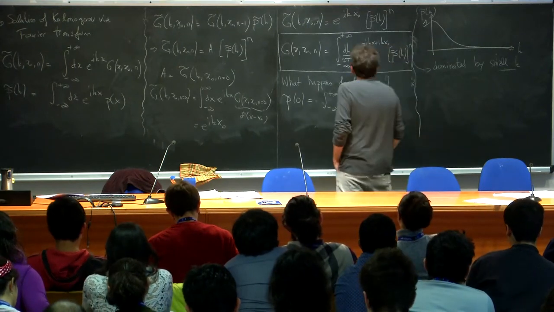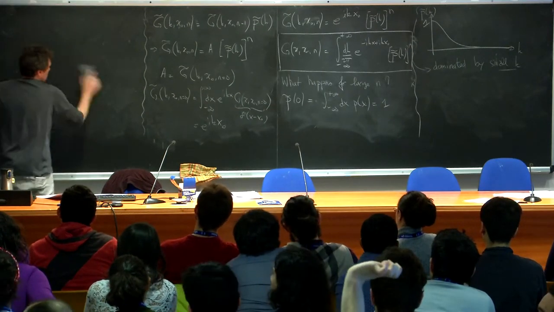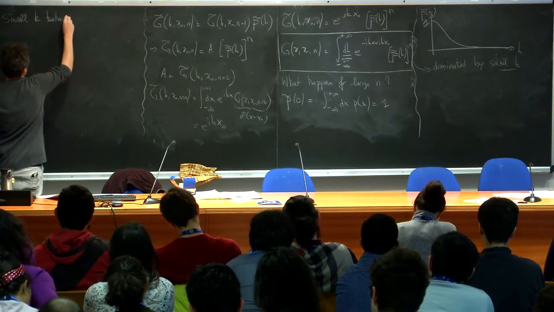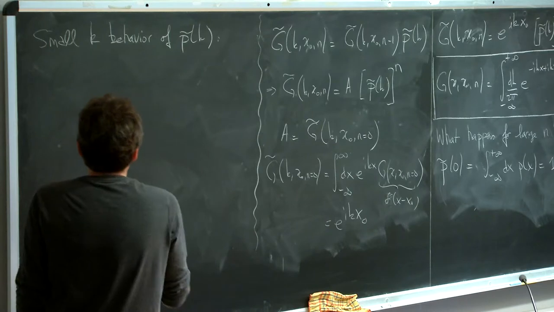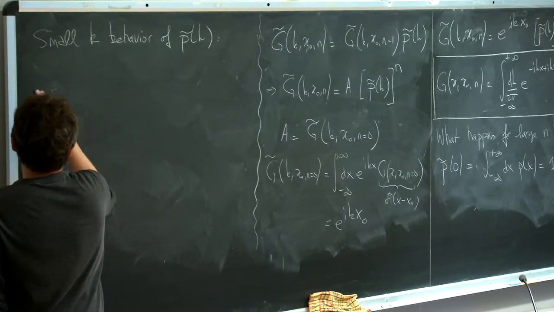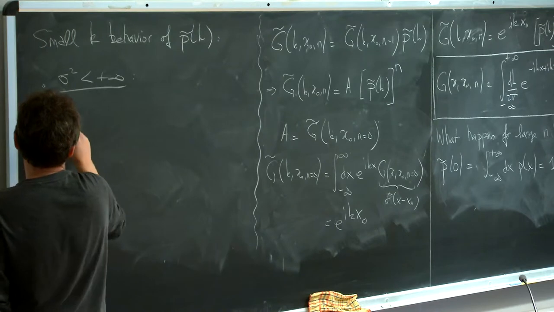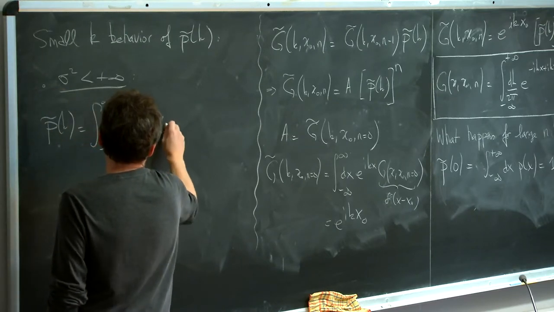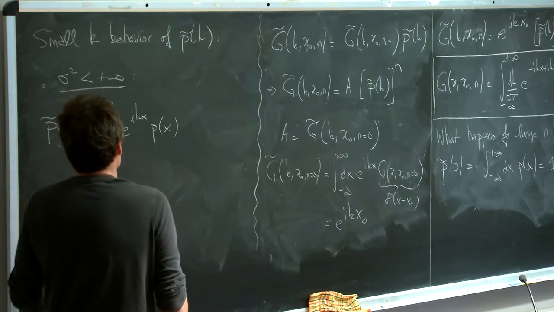So for this, you need to know something about the small k behavior of p tilde of k. Maybe let's do some simple analysis. Let's consider first the case where sigma square is finite. Now, p tilde of k by definition is this guy. So let's do a small k expansion of it. It's a bit of an uncontrolled approximation, but still, it's the most natural.